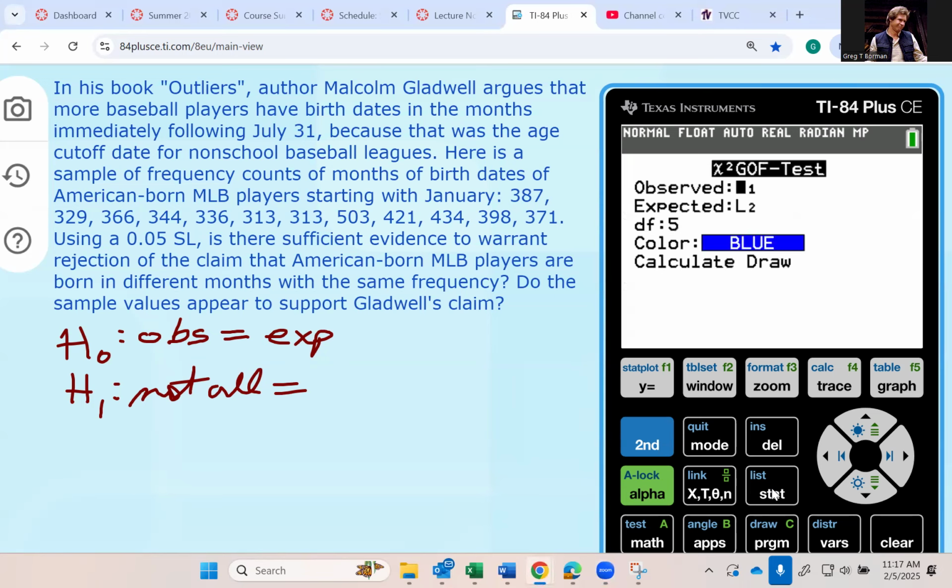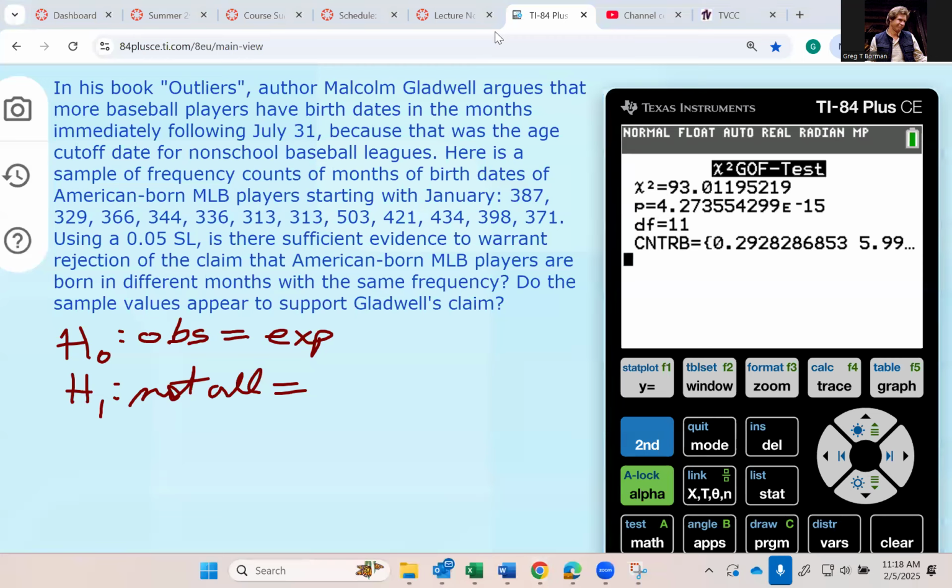So we'll do that. So the observed values are in L1, the expecteds are in L2, and then DF stands for degrees of freedom, and it's usually the sample size minus one. But in this case, that's not really going to make sense. So we're going to do the number of categories minus one. Okay. Or in other words, you can just say 11. Either way is fine. And then we'll go down to calculate. And the p-value is quite small. Again, that happens frequently, but certainly not always.